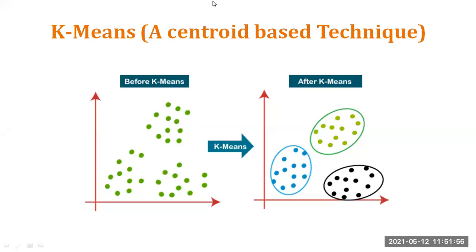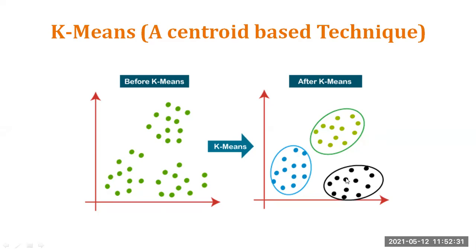From this picture, we can understand that before k-means, the data points are grouped something like this, indicated in green color, because there is no separation and no label in your data. All points look alike. But once we apply k-means, you can see we have three different clusters, because the data points are grouped accordingly. Cluster one has green color points, the other is blue, and the third cluster is black color points.